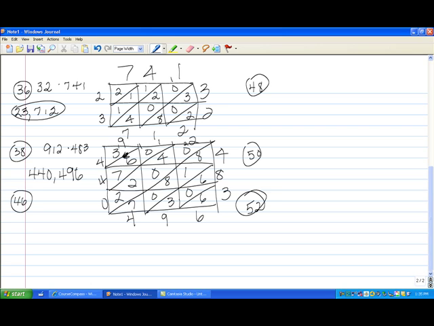Again, I'm going to check with my calculator. 440,496. So that one is correct. Okay, in 46, we're using the 9's complement method.